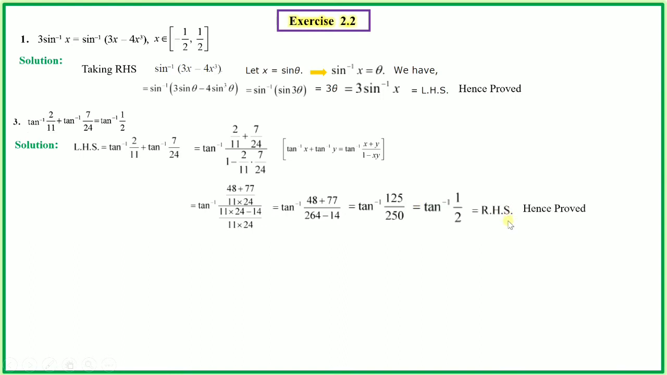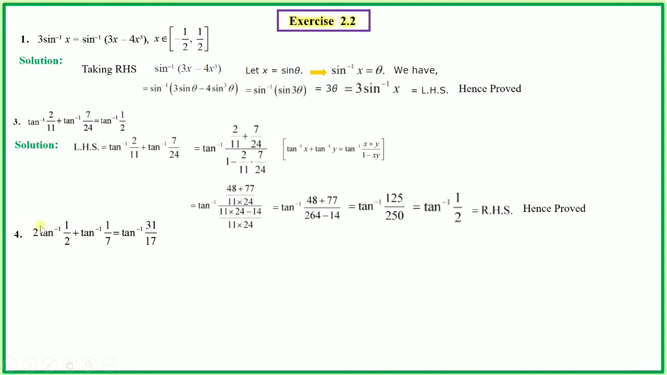This is all about question number 3. Now we take one more question, question number 4. 2 tan inverse 1 by 2 plus tan inverse 1 by 7 is equal to tan inverse 31 upon 70. What is the basic difference between this question and the previous question? Here you don't have a coefficient other than 1, but here you have the coefficient 2.